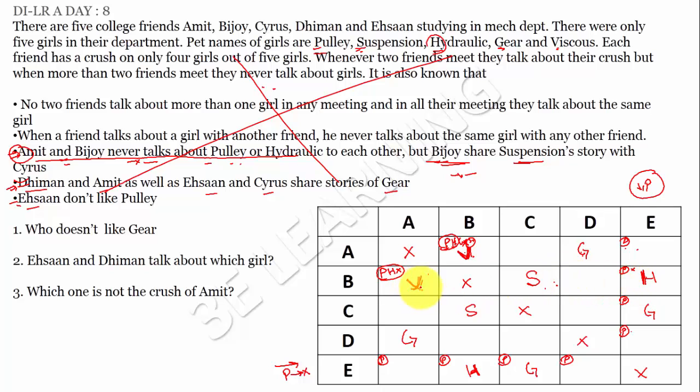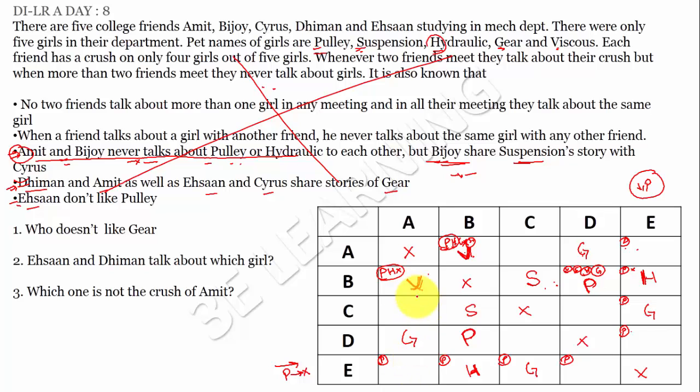We do not want V. We do not want S. We do not want H. We do not want G. So what it means is we have pulley left here. So BD should be pulley and we can say DB should also be the pulley. So we have completed the B chart, horizontal and vertical too.